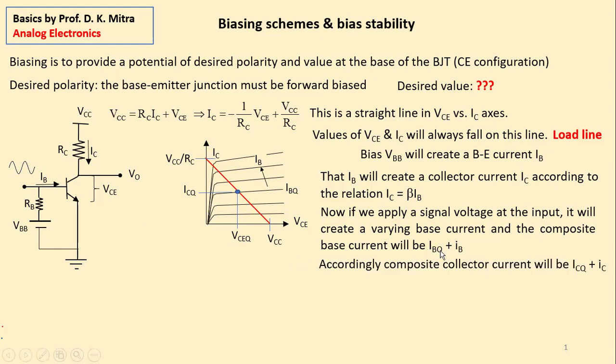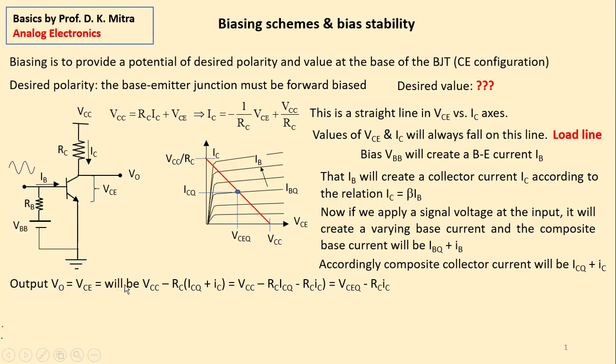The base current is IBQ plus the varying current ib. Automatically, according to this beta relation, there will be an ICQ plus a varying current ic. That means the collector current's DC component will be ICQ and the varying component will go on varying like this, up and down. Right? Let the output here be VO. In this particular circuit, since there is no other component, this VO is equal to VCE.